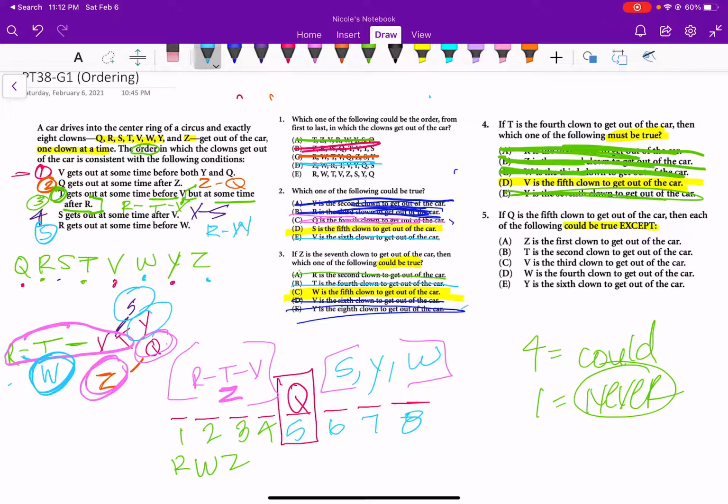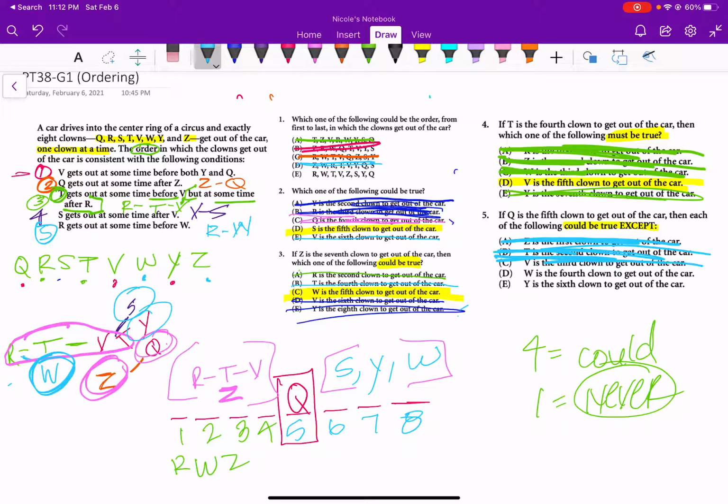So could Z be the first clown to get out of the car? Yep, we could put Z here, no problem. So we'll cross this one off. T is the second one. Yep, T could go here, no problem. V is the third car. Yep, once again, we could put V here, no problem. So we'll cross that one off.